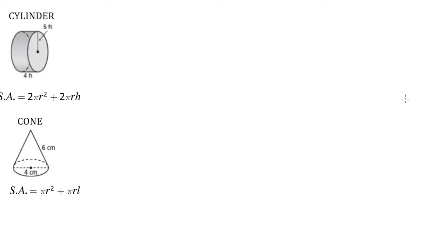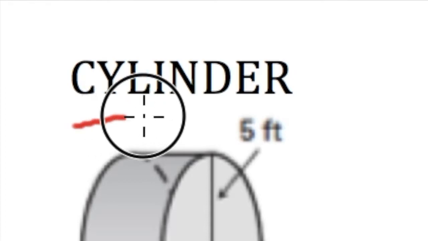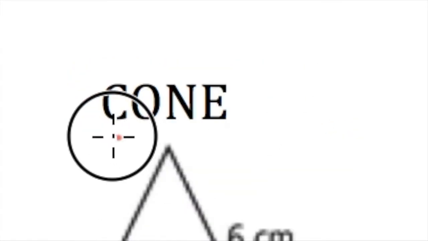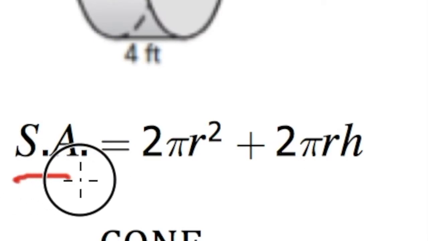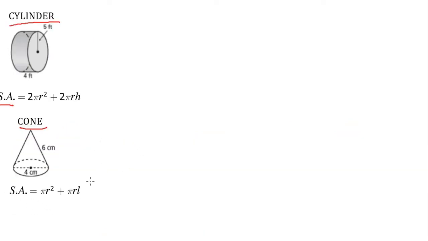Okay, all right. Now time for the tough question. Here, first I start you off with two shapes. I've even named them for you: cylinder, yay, and a cone. We're going to find the surface area of the cylinder and the cone.